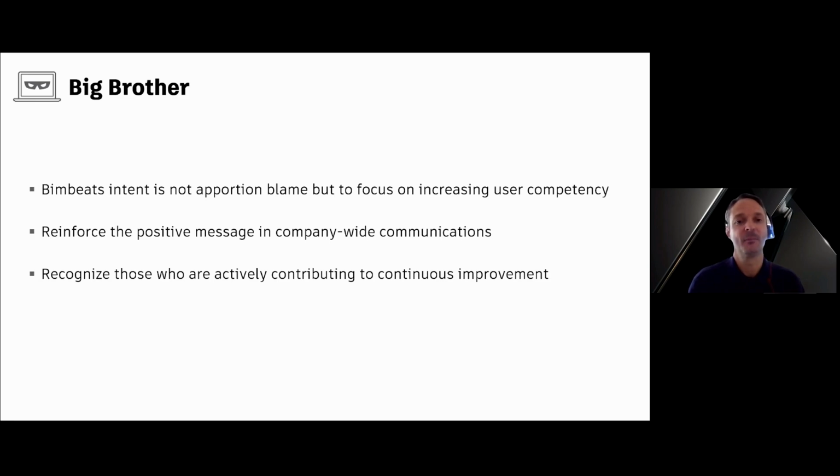opportunity to see who are the people that were really pushing the boundaries, who are the super users, and recognize those people as well, because a lot of the time it wasn't visible, the people that were really making a difference as well. So the message was definitely a positive one, and it wasn't one to just check up on people.